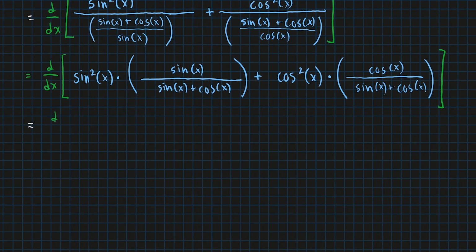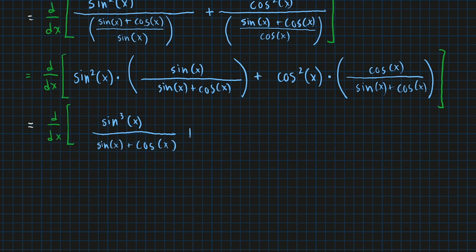All right, so we have d over dx. So what's sine squared x times sine x? Well, that's just sine cubed of x, right? If we have x squared times x, that just becomes x cubed. So we will have sine cubed of x in our numerator. And the denominator of this is just 1, by the way. So in the denominator, all you have is sine x plus cosine of x.